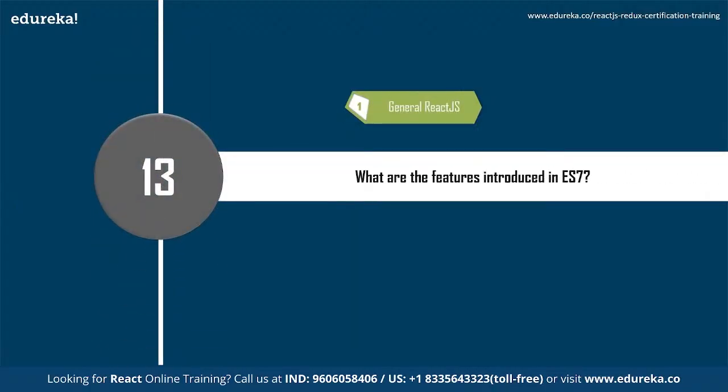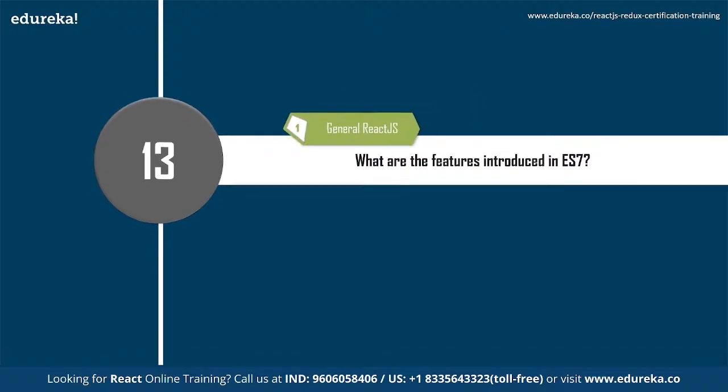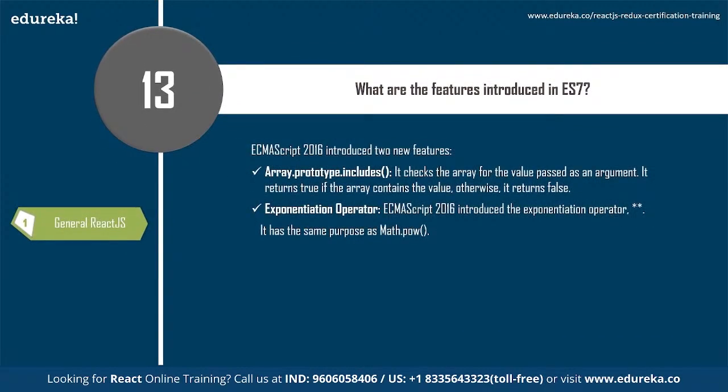That is, what are the features introduced in ES7? So ECMAScript 2016 or ES7 introduced two new features: the array.prototype.includes function, and the second one is the exponentiation operator. Talking about the array.prototype.includes function, it checks the array for the value passed as an argument. It returns true if the array contains the value, otherwise it returns false.